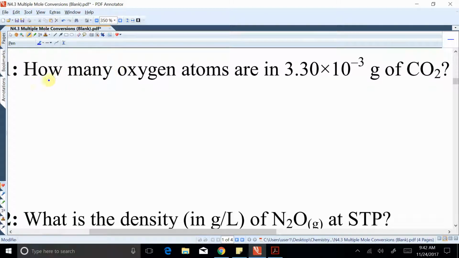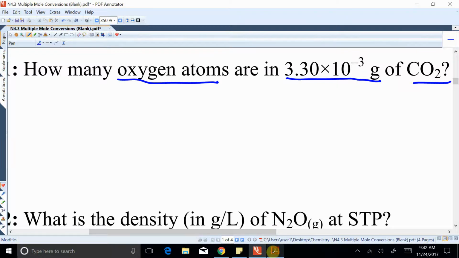Today we're going to try to do multiple conversions. So let's take a look at our notes package. In our first example, we have how many oxygen atoms are in 3.30 times 10 to the negative 3 grams of carbon dioxide. This means we're going to have to be doing multiple conversions.